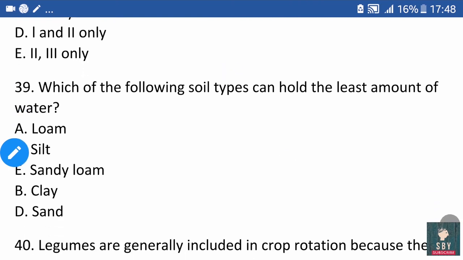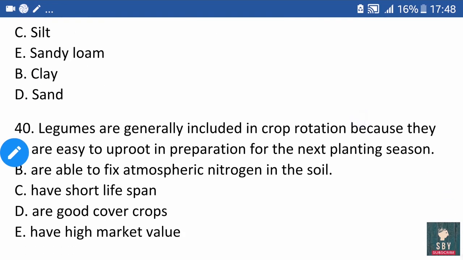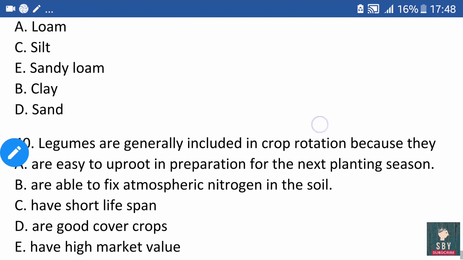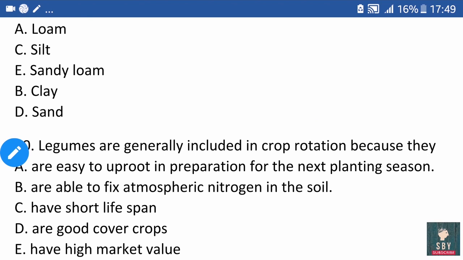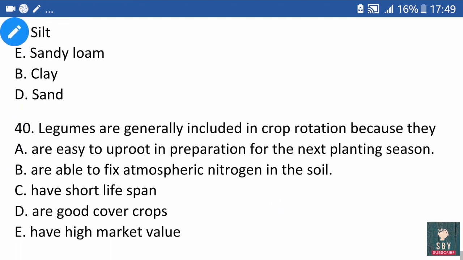39. Which of the following soil types can hold the least amount of water? It's clay soil because it has smaller air spaces and the particles are very tiny and fine. Legumes are generally included in crop rotation because A, they are easy to uproot in preparation of no. They are able to fix atmospheric nitrogen into the soil. Yes. So number 40 is B.